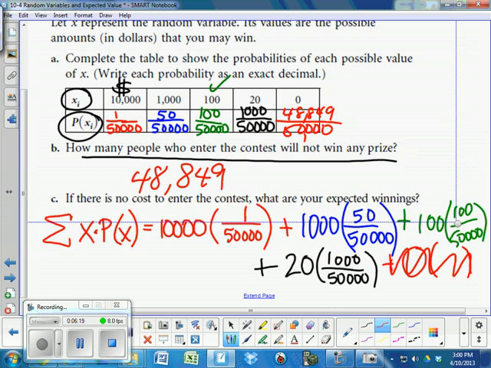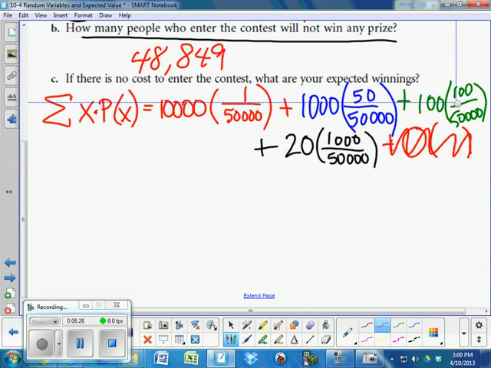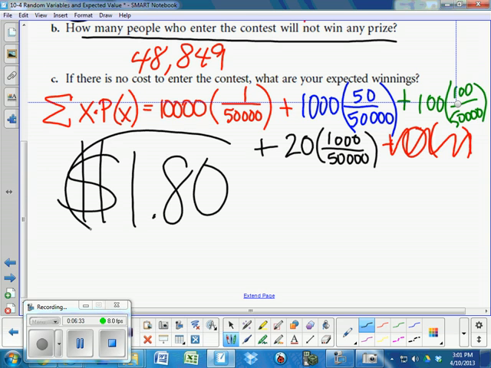So this is the equation to figure out the average value of playing this game, of entering this contest. If you calculate all this out, it should come out to be 1.8. If I buy a ticket then, the average value of that ticket is $1.80. In other words, when they take all the prize money that they're giving away and divide by the number of people playing, it's like giving all 50,000 people $1.80 each. Instead of giving one person 10,000 and 50 people 1,000 and so on, they could just give all 50,000 people $1.80 and say, "And wasn't that fun?"